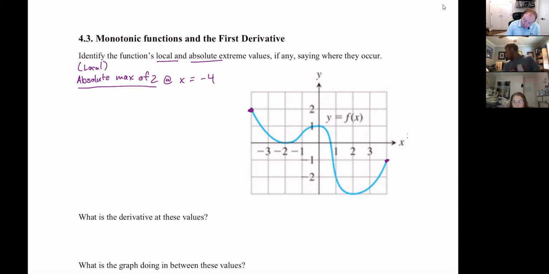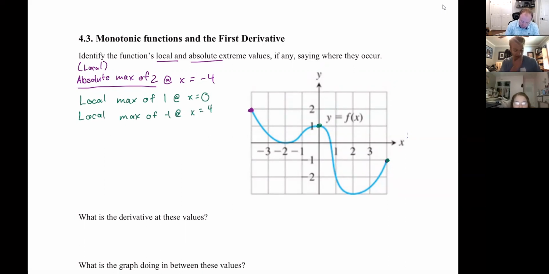And then let's see, do we have any other maximums? Yeah, we have another local maximum: that middle one is 1 at x equals 0, and there's also a local max at the endpoint over there, which is -1 at x equals 4. So we went ahead and looked at the local and absolute maximums there.